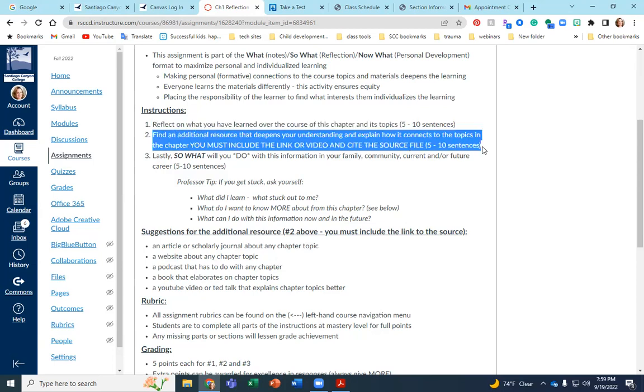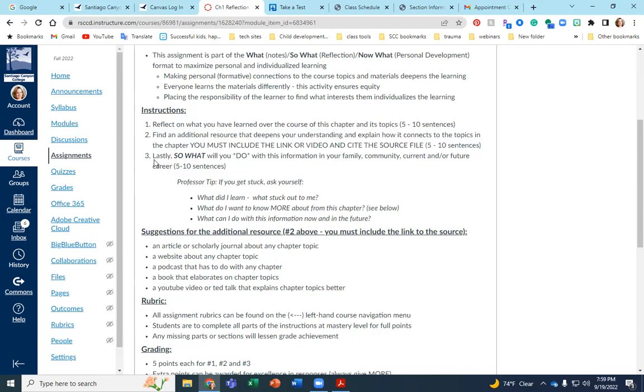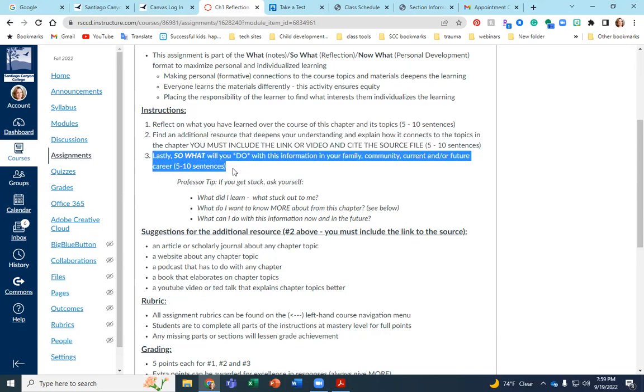Give me the link. Don't say I read one time like 6 years ago this article in People magazine about Kim Kardashian's dog who may be special needs. If that's the case, find me the source file, share the link. Lastly, so what will you do with this information? In the future or now, what are you going to do with this information?